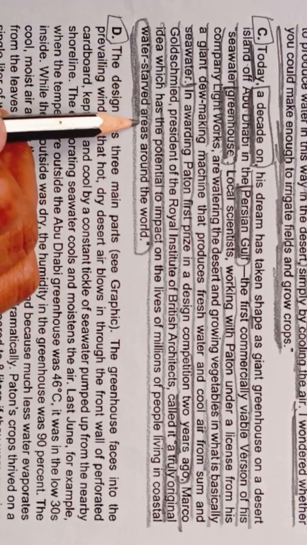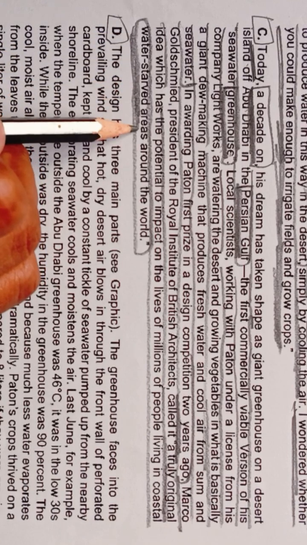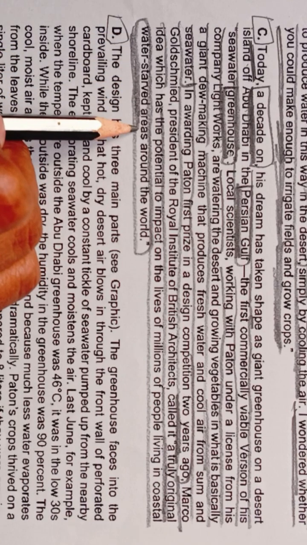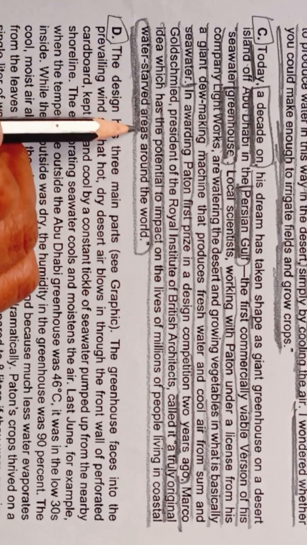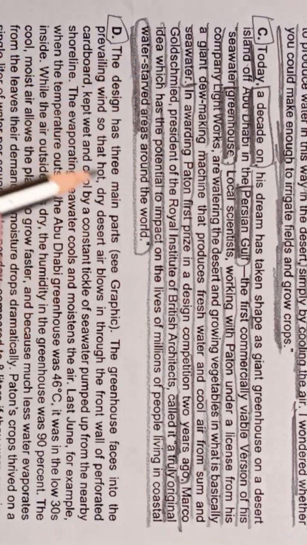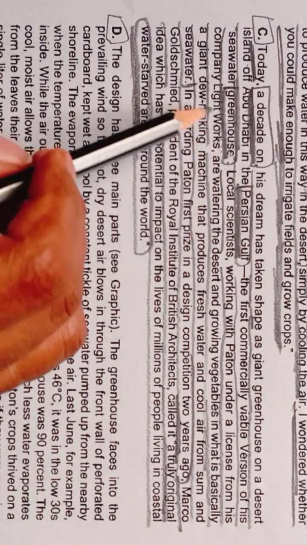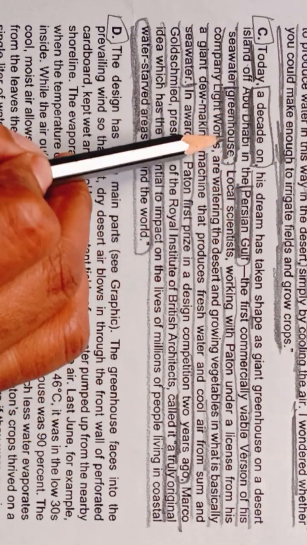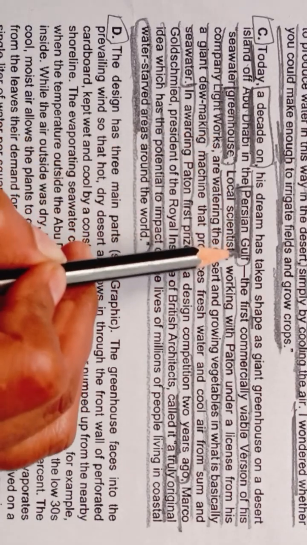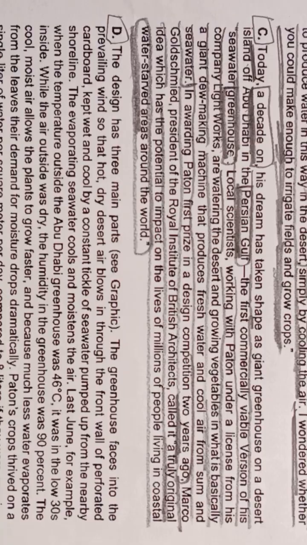Water-starved areas means water scarcity areas. Water-starved areas means regions where the demand for water is greater than the available water supply. I hope you have understood this. So we are getting our keywords: Abu Dhabi, Gulf, greenhouse. Now let's see whether we are getting our answer or not.